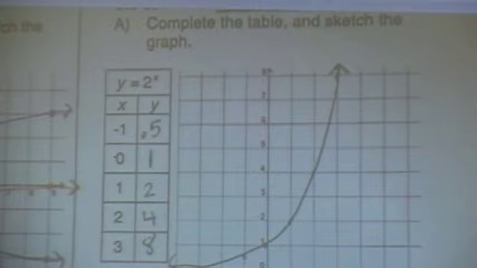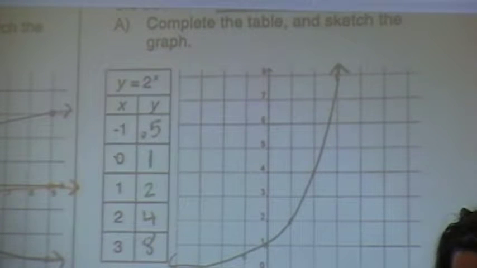Remember at the top they gave us the domain, but then the bullet asks me, what is the range? How far down is this graph going? It's going to 0. Now, we'll talk a whole lot more about exponentials later, but it is never going to touch 0. It gets as close to 0 as it can.